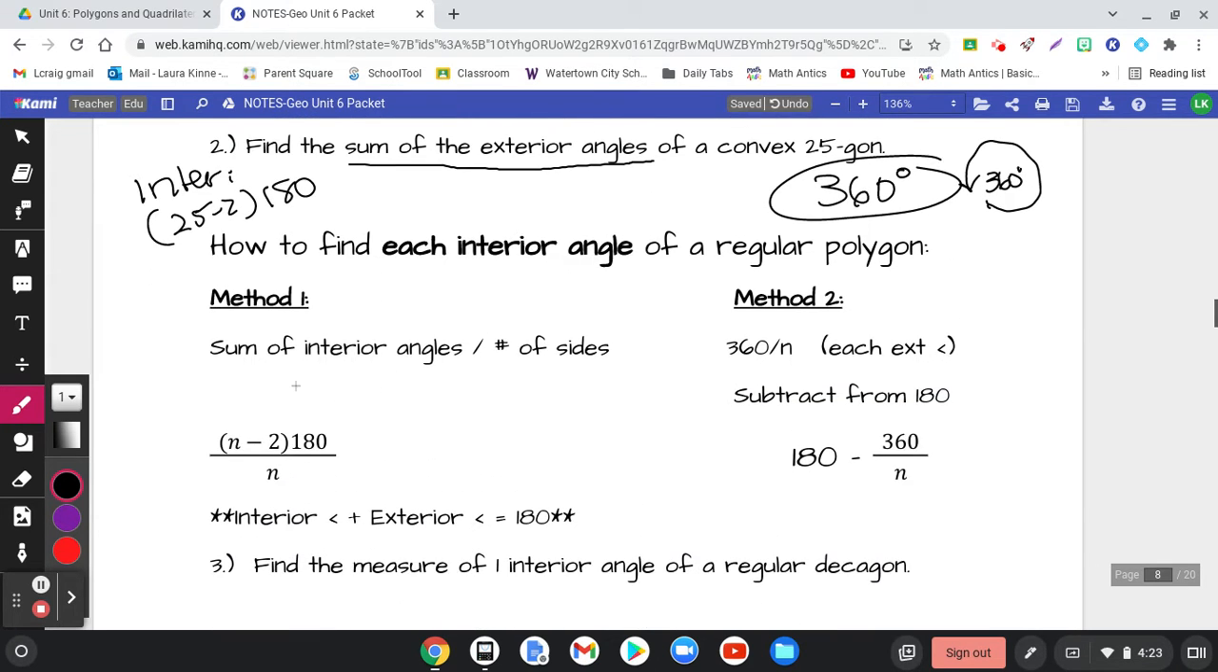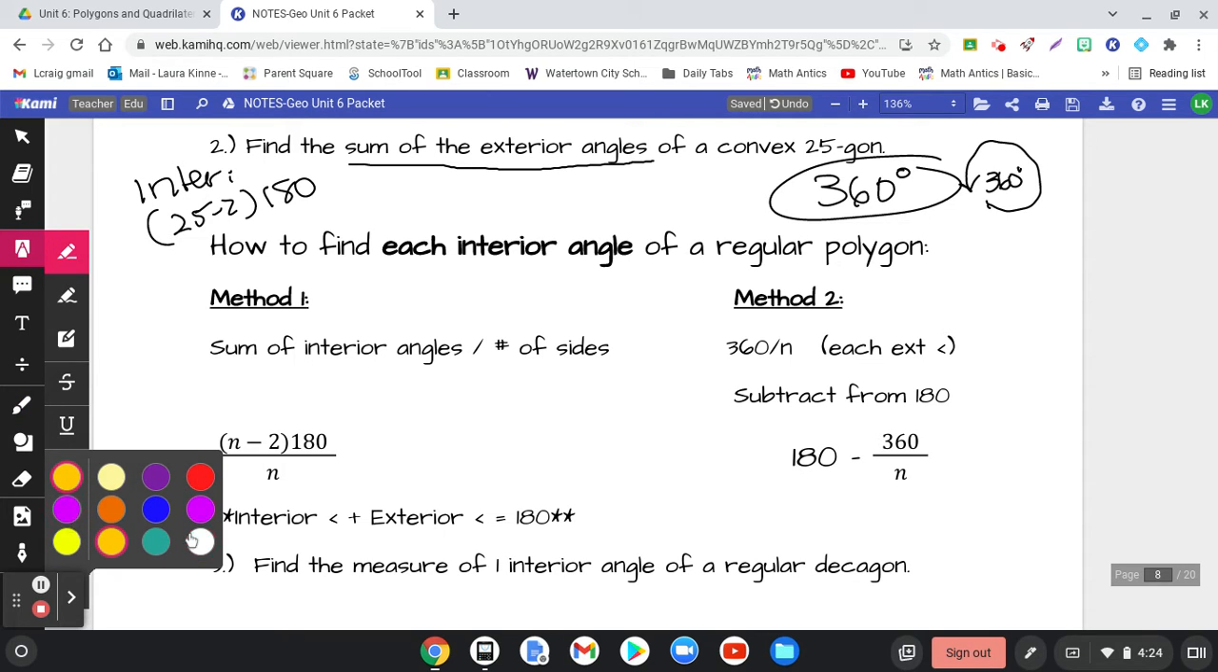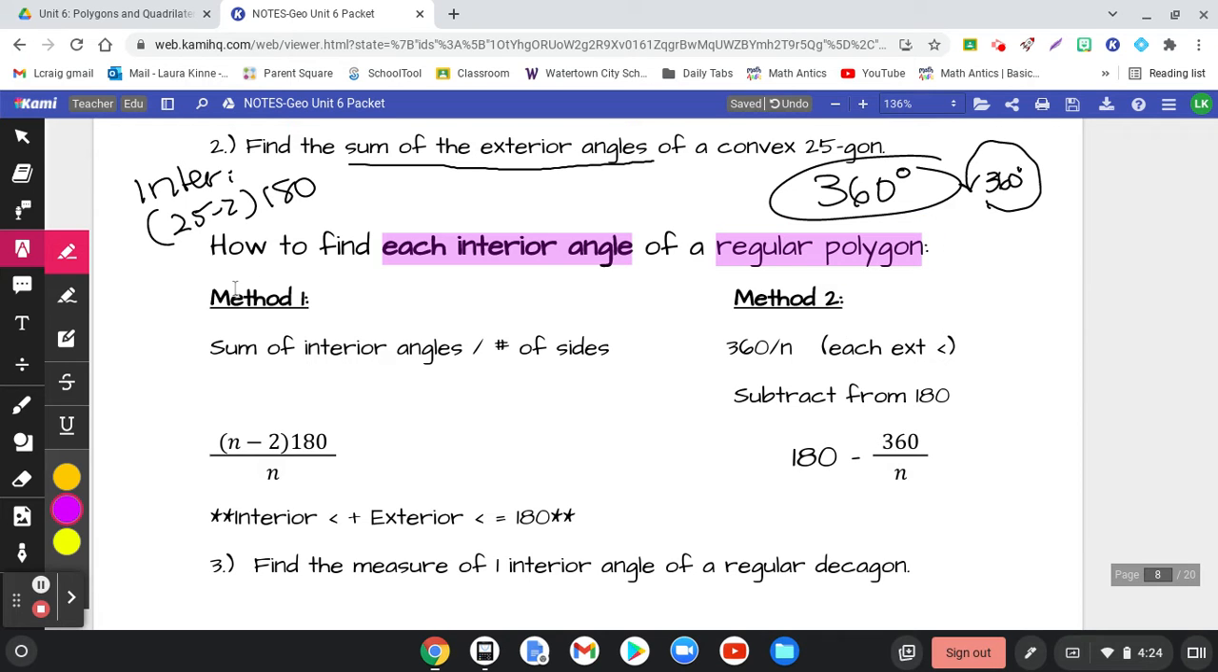To find each interior, it's a little bit more work, but it's still not bad. We've got two methods. I just didn't want to put too much in one video. So first of all, how to find each interior angle for a regular polygon, which means all the angles are the same. Method 1, you find what all the interior angles add up to, which is what we just talked about. So take the number of sides minus 2 times 180 and then divide it up into the number of sides and angles. There's the first way.